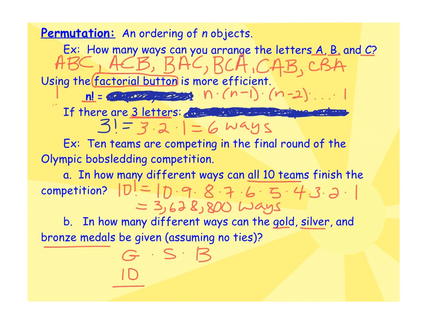But the team who wins gold means there is one less for the silver place. So that would be 9. And then for the bronze medals, there are 8 teams that could finish there. Notice we're not using all of that factorial option, just the first 3. And if we multiply those 3 together, there are only 720 ways that gold, silver, and bronze medals could be awarded.